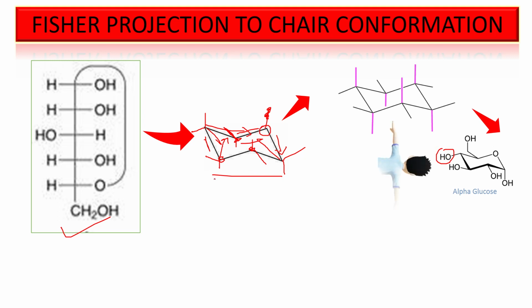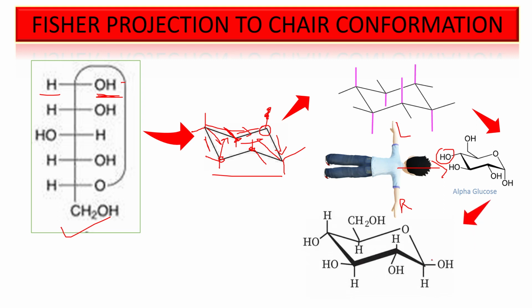Okay, so this is the position, and then we have to place the OH group and hydrogen as they are present, with their head towards carbon 1, and this is the left hand, this is the right. All the OH groups present on the right side will be placed downwards, and all the H or OH groups present on the left side will be placed on the upside. Okay, so in this way we can make the conformation of glucose or any kind of carbohydrate structure from Fischer projection to chair conformation.